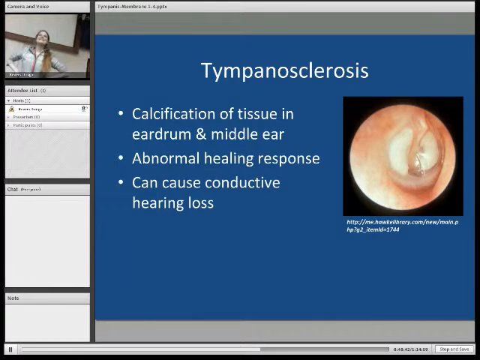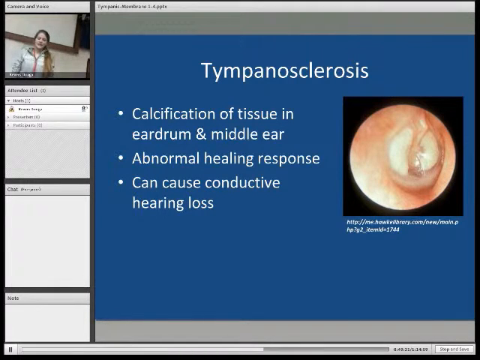Okay, so I'm going to be going through some examples of the sort of conditions that may affect the tympanic membrane. Firstly, I'm going to be talking about tympanosclerosis, which is a condition caused by the calcification of tissues in the eardrum and also the middle ear. We can classify tympanosclerosis as either myringosclerosis, which involves only the tympanic membrane, or intratympanic tympanosclerosis, which involves the middle ear as well, and may even involve the mastoid cavity.